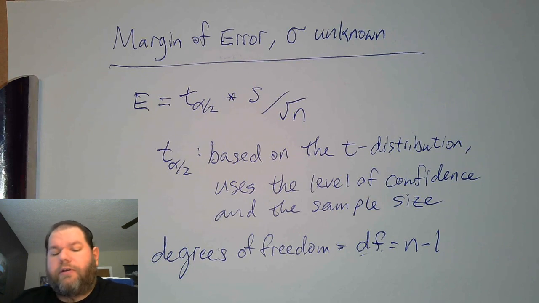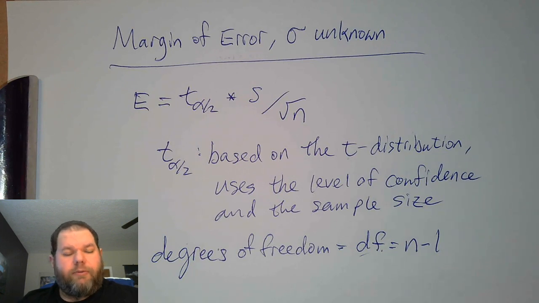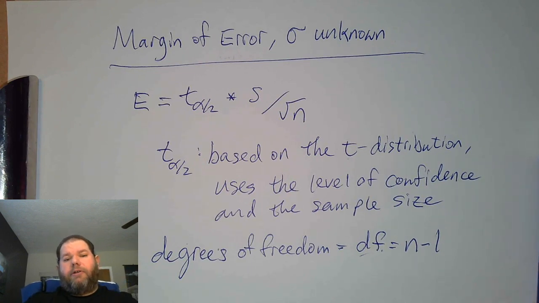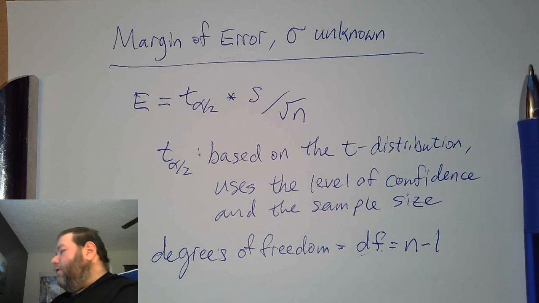And what a degree of freedom basically is: each data value beyond the first begins to alter the statistics for a sample. And so each data value beyond the first, that would be sample size minus 1. So this is just going to be a table, and let me show you the table that I included in the formula sheet.